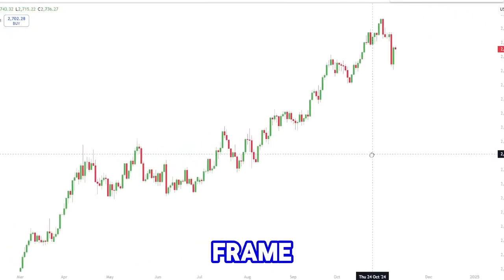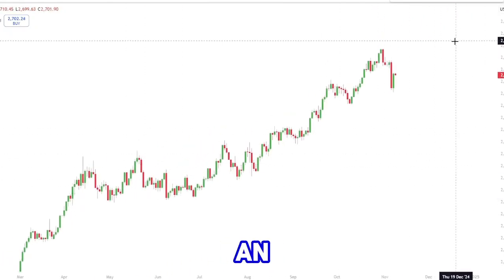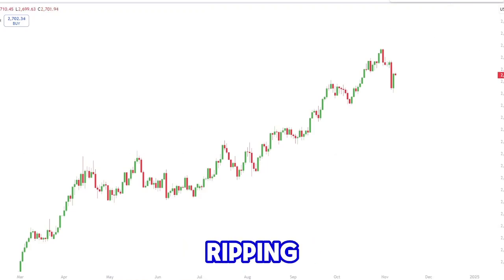Gold time frame, right? What we can see over here is obviously an uptrend. Gold, we've had the US elections, we had FOMC recently, and gold generally has been ripping through the market and has been making all-time highs.